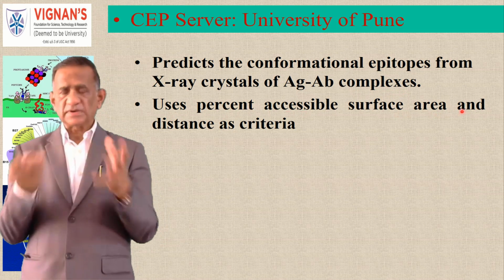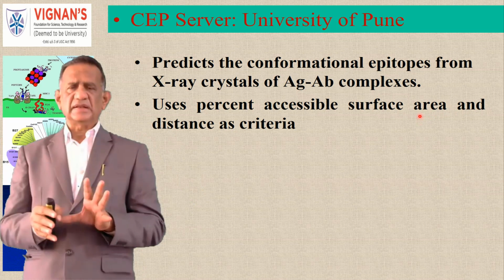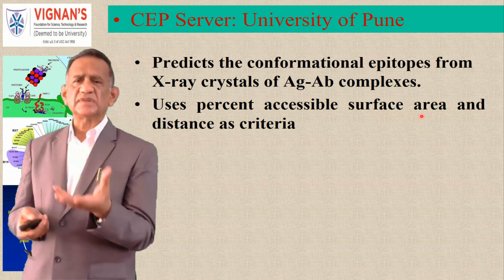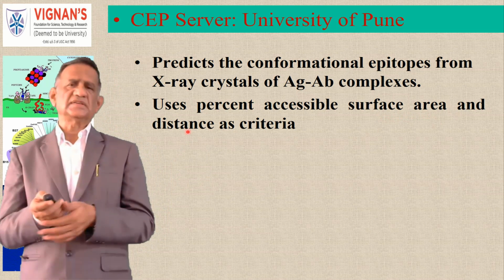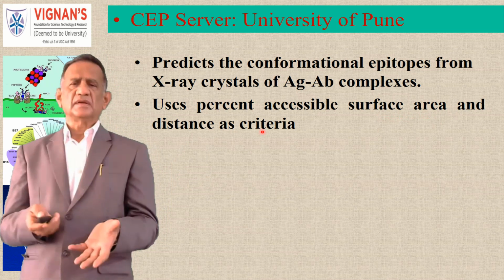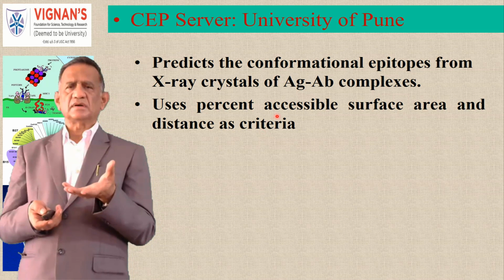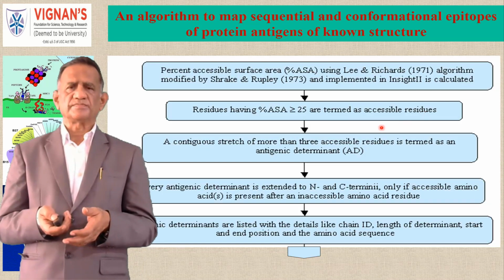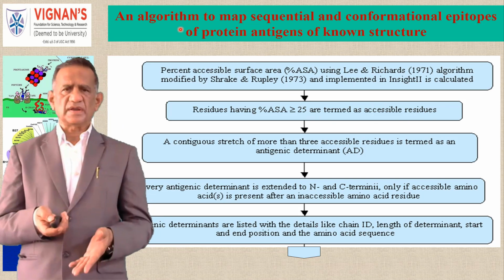Now, if a protein has hidden area and surface area, then within the surface area, it uses the accessible surface area and distance as criteria. Accessible surface area, please remember. So that's what it uses for CEP, conformational epitope prediction. So these are all the various algorithms involved here.